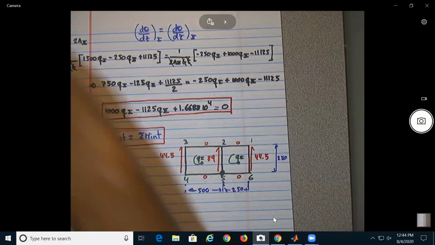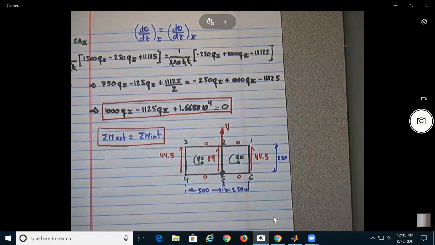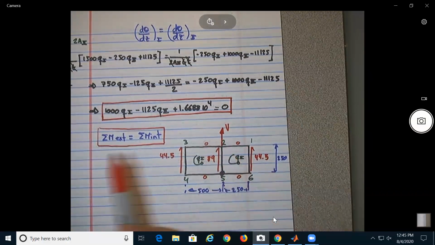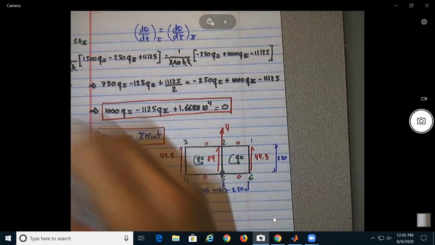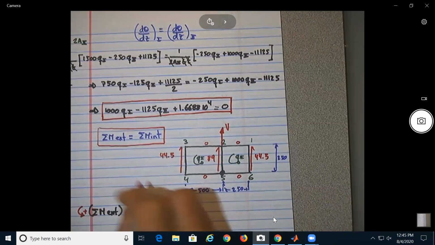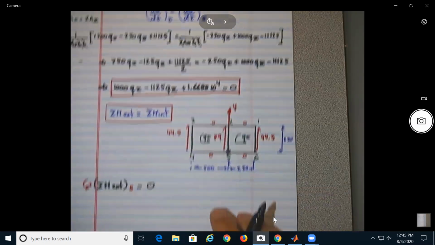And I forgot maybe something extremely important: what is the force applied? At point 2, no? So why did I select point 5 in this case? You could select any point, but the moment created by the external force would be equal to 0. So let's write down the summation of moments, external, about point 5, assuming positive counterclockwise, will be equal to 0, okay?